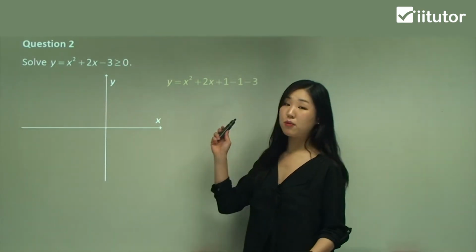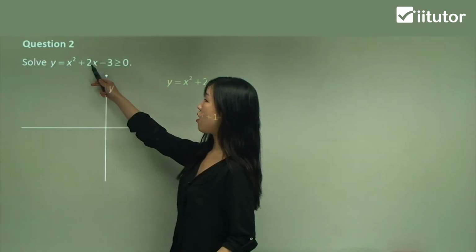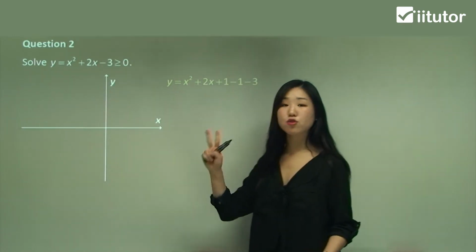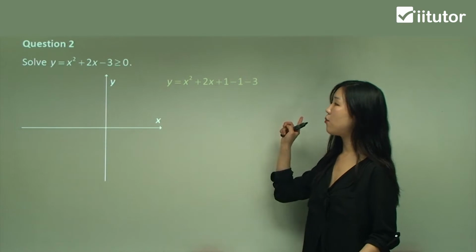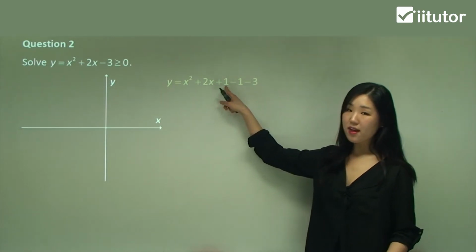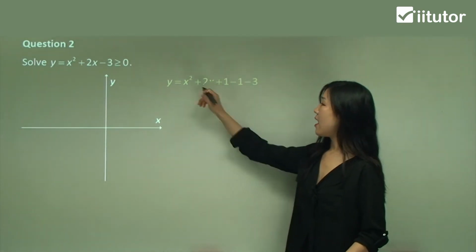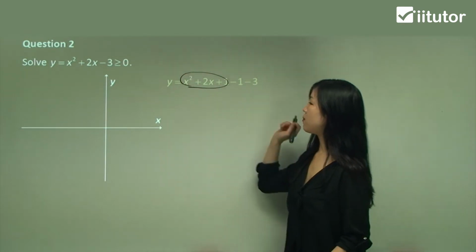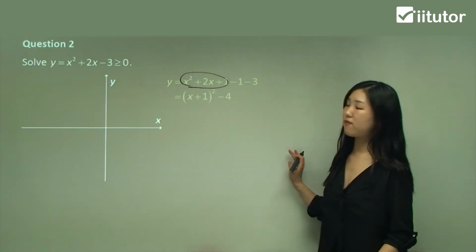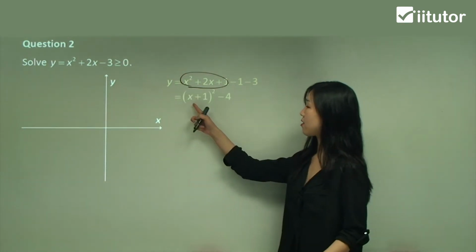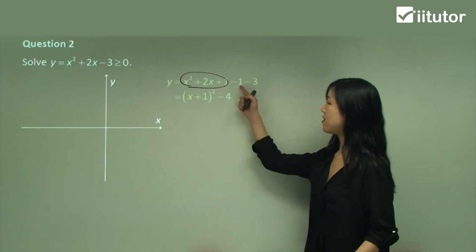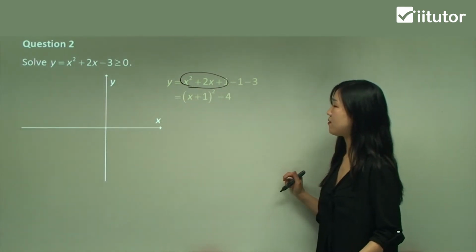So I've just completed the square again. b is the coefficient of x, 2. So 2 divided by 2 is 1, and then 1 squared is 1. So I'm adding 1 and subtracting it back. And then this part of the expression, we can make that a perfect square. So it's (x + 1) squared, and then minus 1 minus 3 is minus 4.